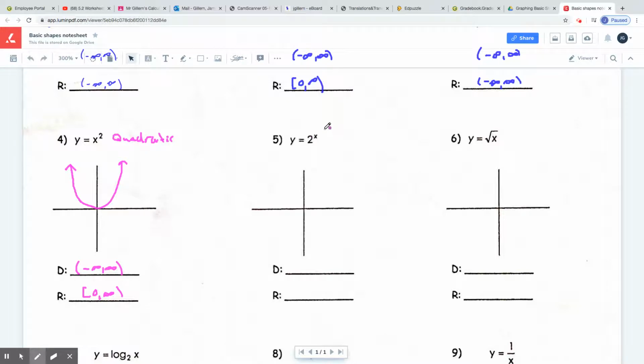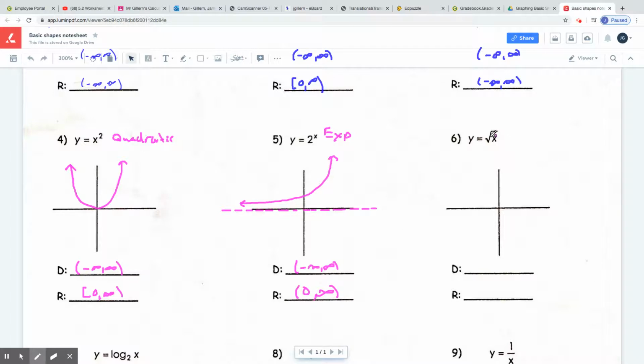Y equals 2 to the x. This is an exponential function. This has a horizontal asymptote, and the basic shape has it going like this. On this sheet, it says you don't have to worry about any points, but you guys know that it's 0, 1, and 1 comma the base. So in this case, it would be 1 comma 2. You also should know that the domain is always negative infinity to infinity, and for the basic shape, the range is 0 with a parentheses, not a bracket, to infinity.